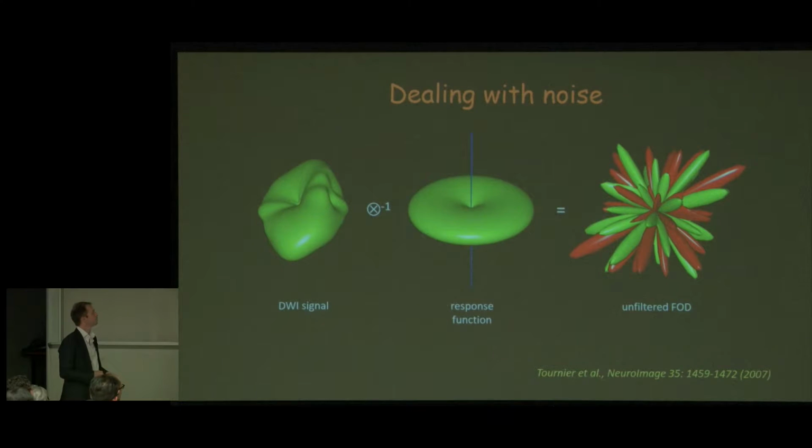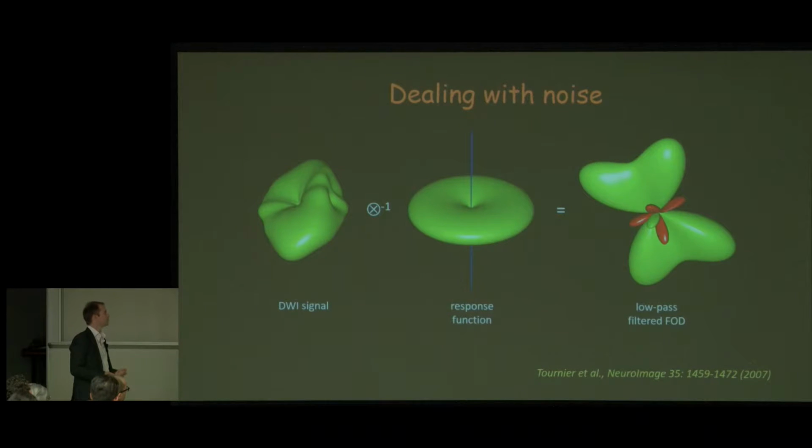That's very simple. But if you just do that, that's what you get. It's not very nice. It's a deconvolution. They're always very sensitive to noise, and you get a bit of trouble. So you can do something about that by low-pass filtering, because most of the noise is in the high angular frequency terms, because those terms are quite low amplitude in the response function, so they get amplified. So you low-pass filter, you get something that's kind of more representative of the two fiber populations that I know I've put in there.